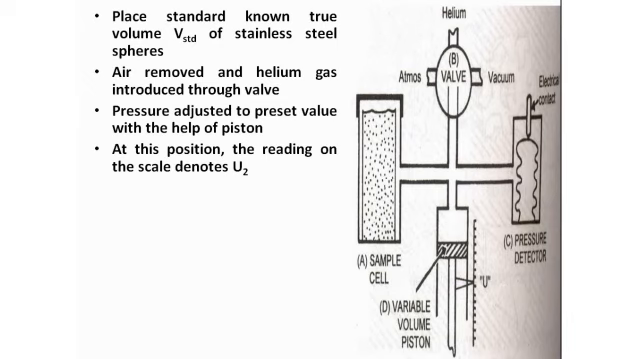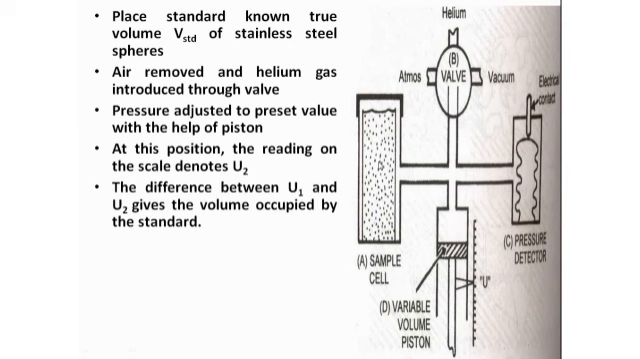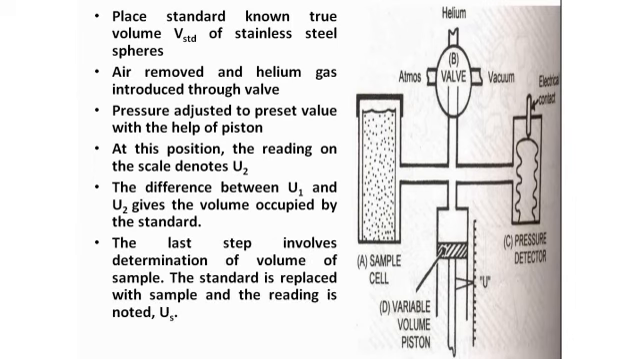U1 was the reading for the empty sample holder, when it was empty, and U2 is the reading for the filled sample holder, and this sample holder is filled with the spheres of stainless steel, right? Now the difference between U1 and U2 gives the volume occupied by the standard. Clear? Now what about the drug sample?